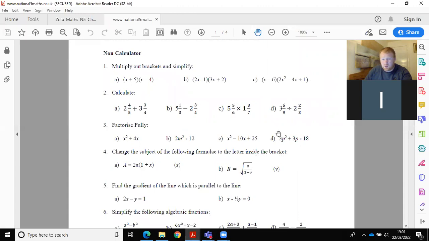Okay, and then the last one will never come up in this year's exam. But if you're going to do it, you'd remove that common factor and be left with 3 outside the bracket, then you've got p squared plus p minus 6, and then you'd do the same process. So it'd be x plus 3 and x minus 2 would be your factors.